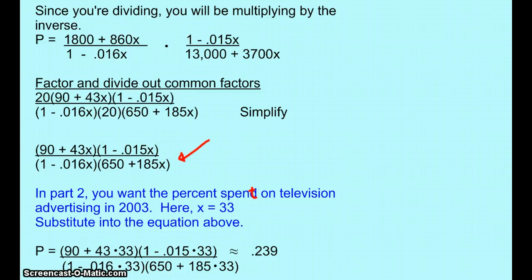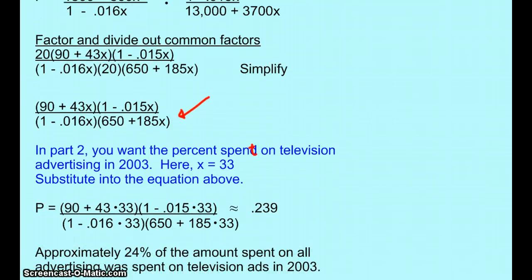So if you take a look at the percent down here now, I've used the 33. You can see where it's going. Everywhere there was an x, I plugged in 33, and then I multiplied it out. Of course, you have to use your calculator to do this. And I ended up with 0.239. So that's approximately 24% of the amount spent on all advertising was spent on television ads in 2003.